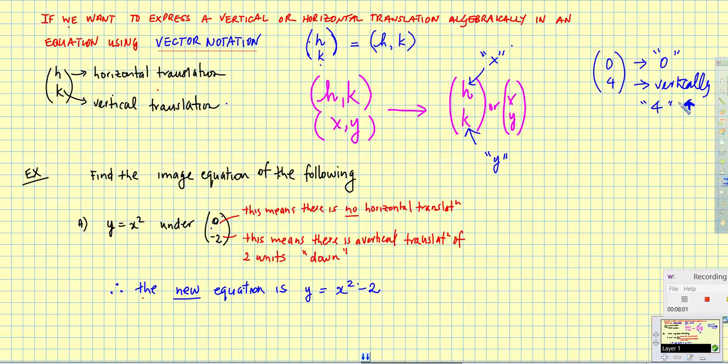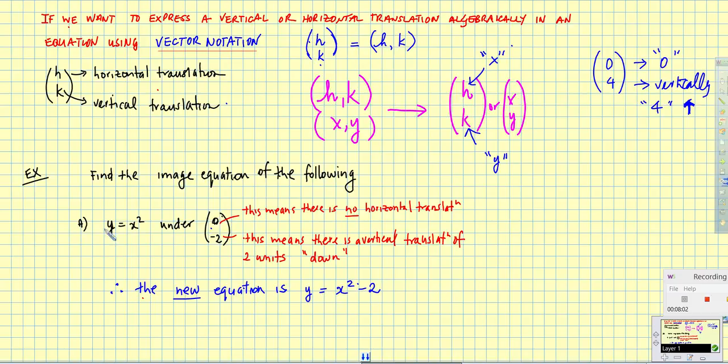Okay. So if you're being asked to find the image equation of y equals x squared under a translation of 0 and negative 2, what that means is that the 0 corresponds to the x coordinate, the horizontal movement, so there is a 0 horizontal movement. The value directly underneath that is my k unit, my y unit, and that means my graph will be moved vertically down 2 units.